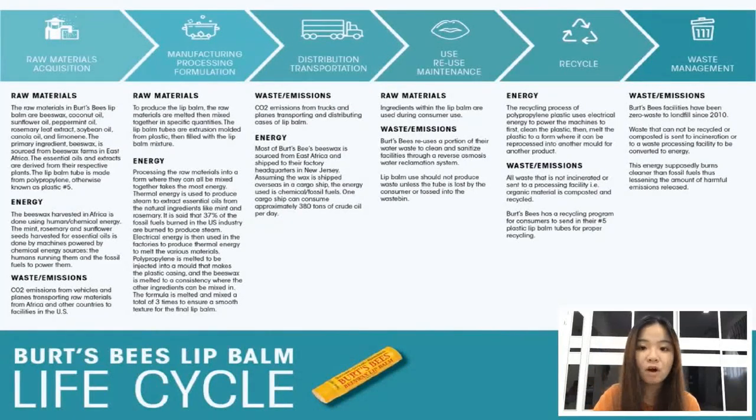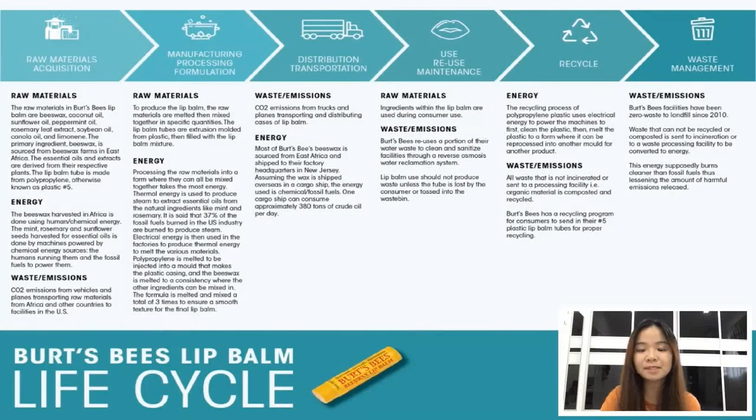The next section is the distribution or transportation. The waste involved is carbon dioxide emissions from trucks and planes transporting and distributing this lip balm. And the energy involved is chemical energy because fossil fuel is used in the cargo ship to transport those lip balms to the consumers.